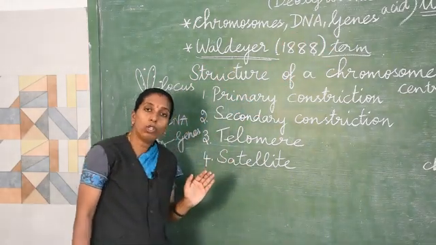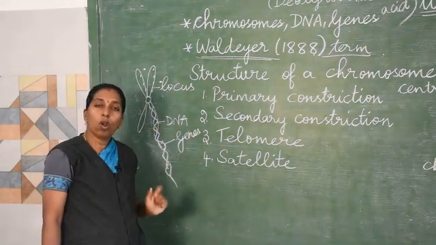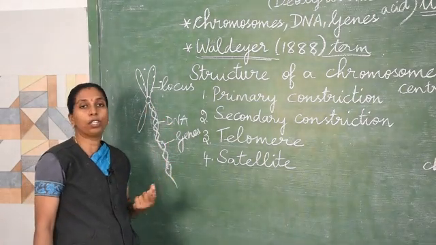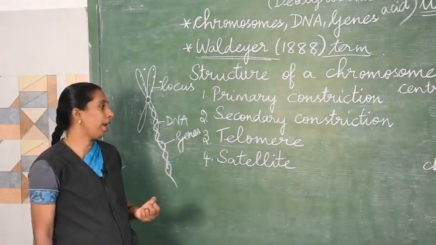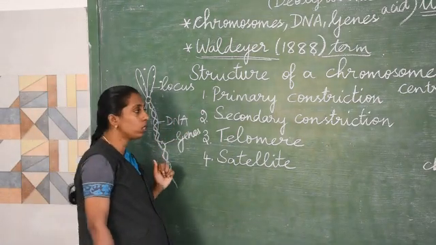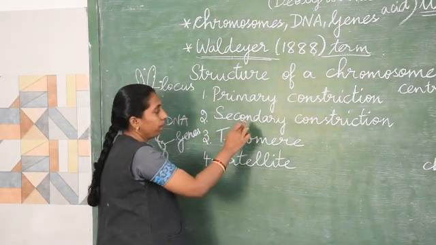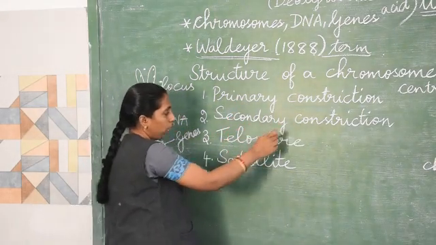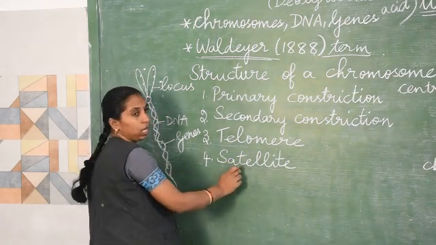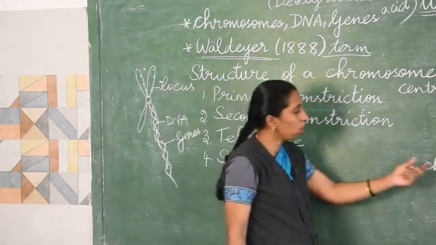So now we shall learn the structure of a chromosome. The chromosome is a thin strand-like structure made up of DNA, and this chromosome constitutes 4 parts: primary constriction, secondary constriction, telomere, and the 4th one is satellite. So first we shall see the structure of a chromosome.